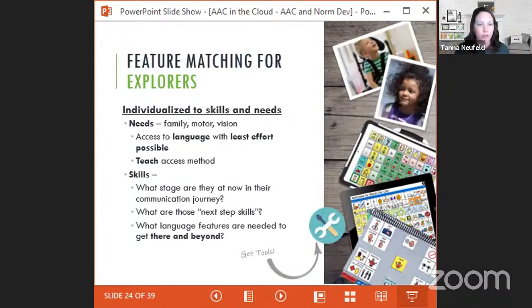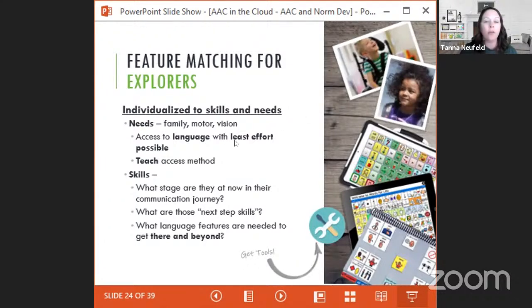So what about features for explorers? When we think about AAC systems, how do we figure out the features? Well, we're going to be individualized, right? There's no one size fits all for goals, and there's no one size fits all features, but we know we need to use the skills to help us guide the features. So we're going to think about what the family preferences are, motor skills and needs, vision skills and needs. And then we're also going to figure out what are those communication skills that are present and what are the next steps in development, right?